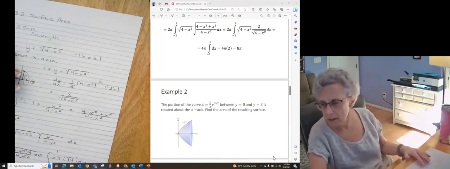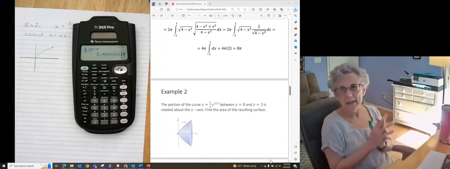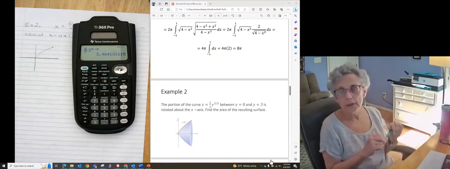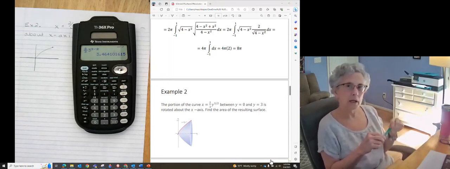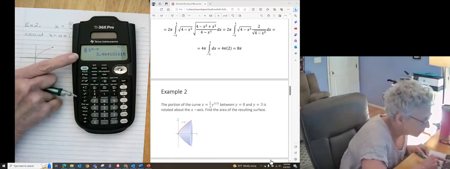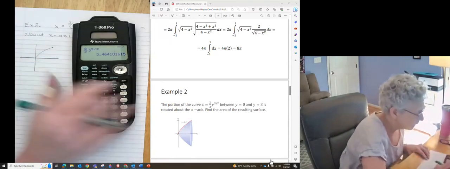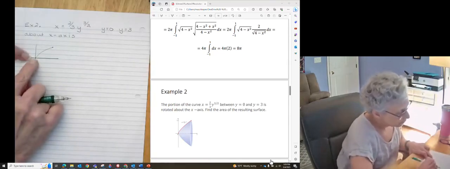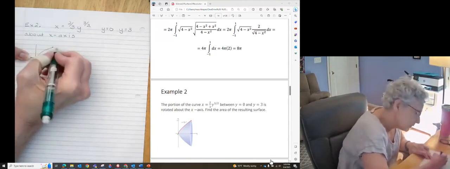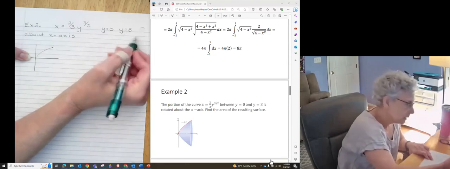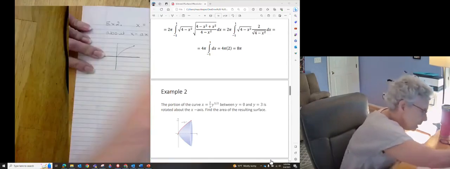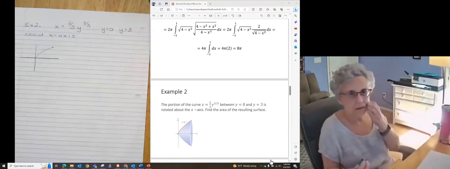I'm going to take a minute and set it up for us. Now, I did peek at the example in the book to figure out what the graph looked like, but what if I didn't have that there? Well, I could have just plugged in 2/3 times 3 to the 3/2 power. I know that when y is equal to 0, x is equal to 0. When y is equal to 3 at the other end, x is going to be equal to about 3.46. So I have an idea what it looks like.